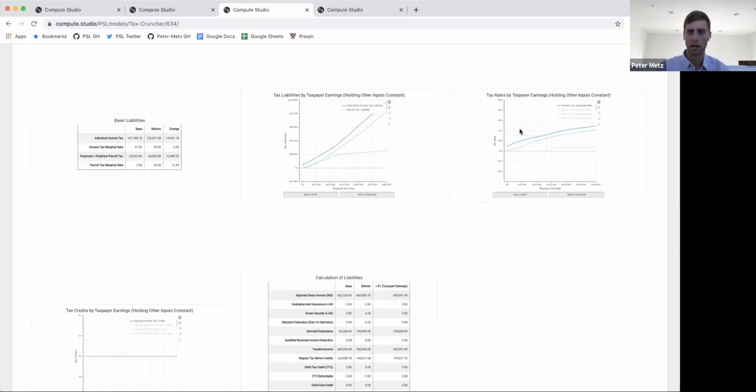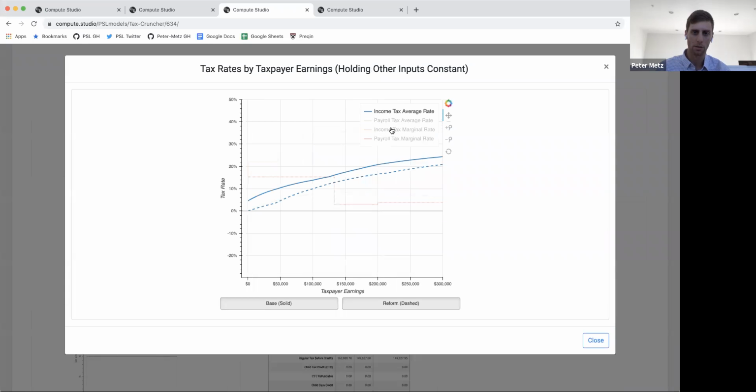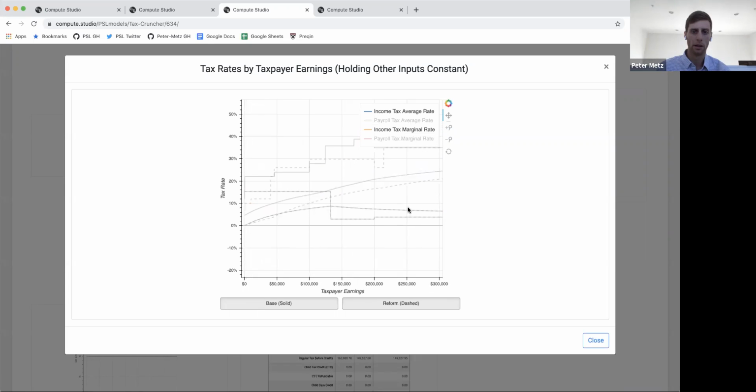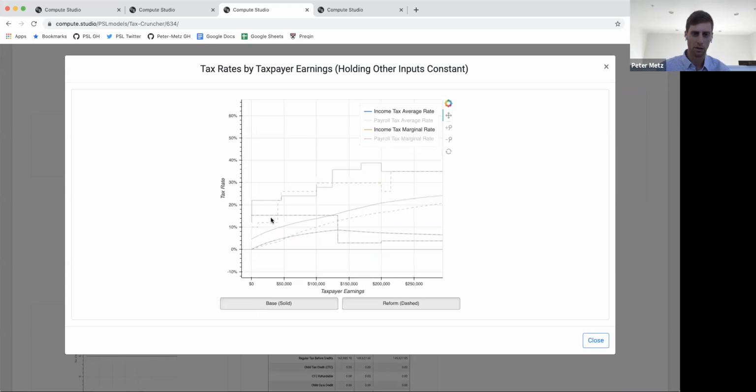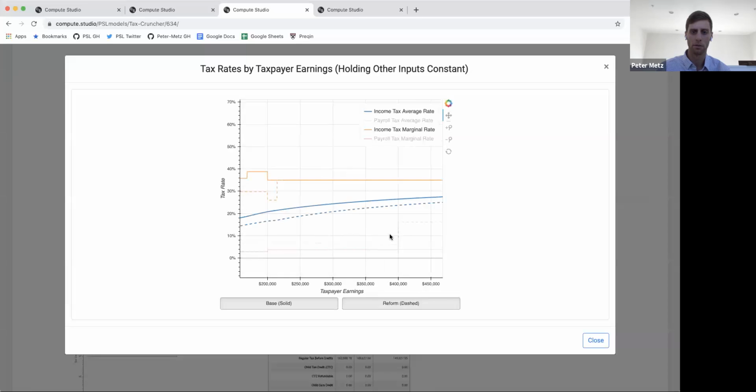Okay, now we can see tax rates similarly. These are all clickable. So I guess let's look at income taxes first. For income tax rates, we get kind of a crazy step thing for the marginal rates, but for the average rate, it's going to be lower across the board.